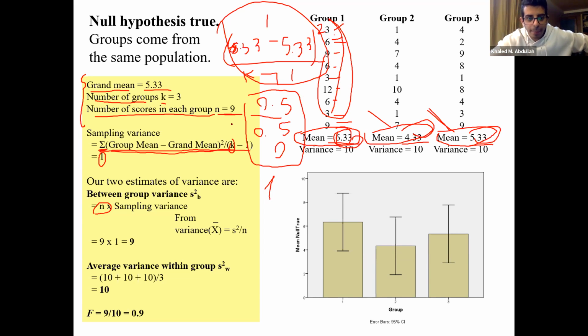So now what's the next step? It's very simple. We have this 1. What do we do with it? We multiply it by n. And there you go. You're done. You got your between-group variance. Now what is n? N is how many you have in each group. So 1, 2, 3, 4, 5, 6, 7, 8, 9. In this case, it's 9. 9 people in each group.